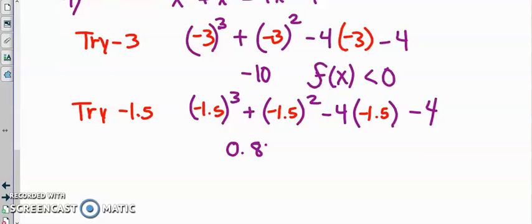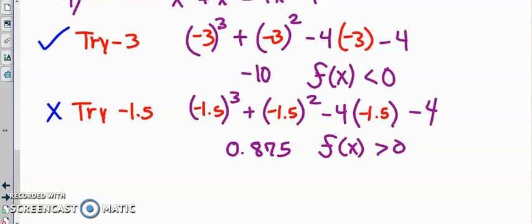All right, so we get a positive 0.875. Which means f of x is greater than 0. So that's not going to be part of our solution. So far, we know this first part here is going to be part of it. The second one will not. We know that. All right, let's go ahead and try the next one, which is 0.